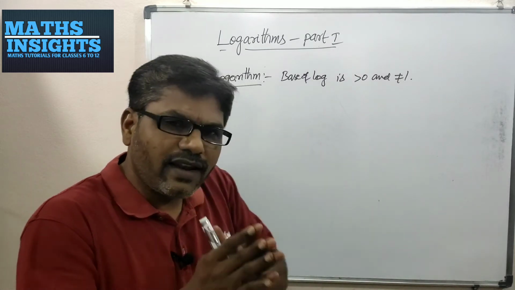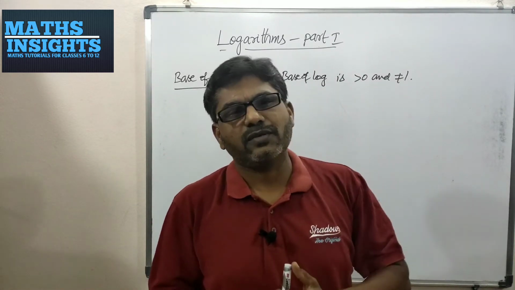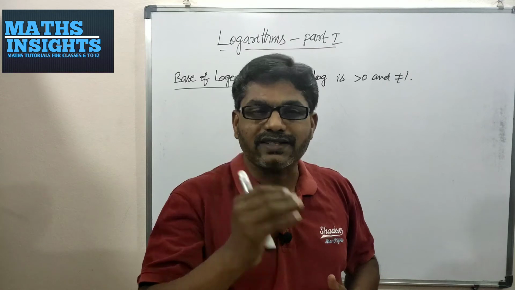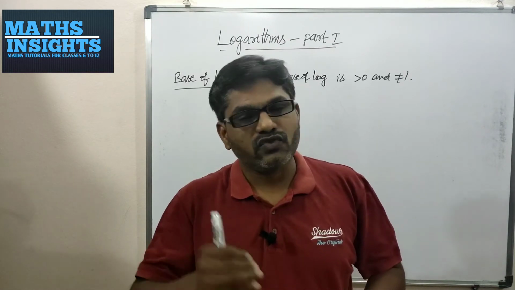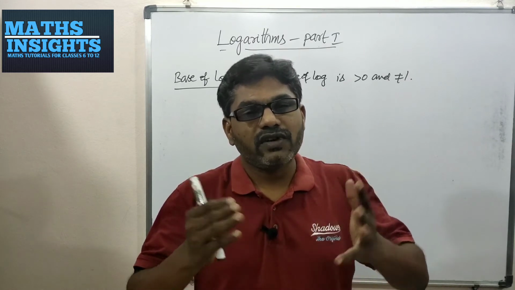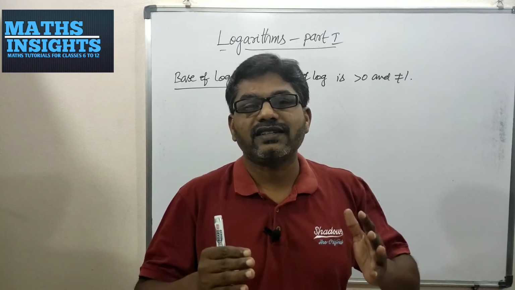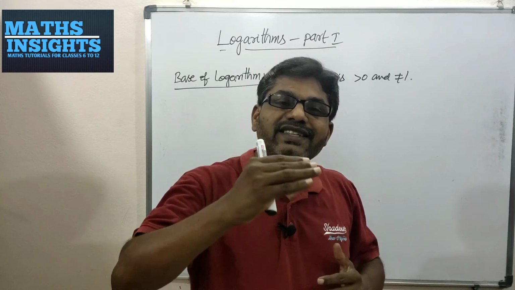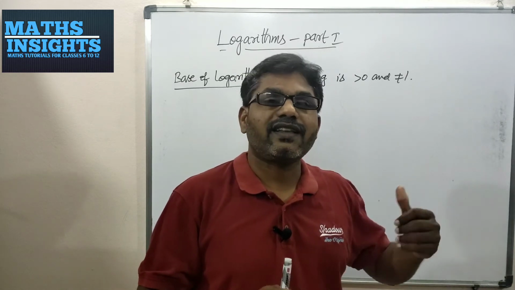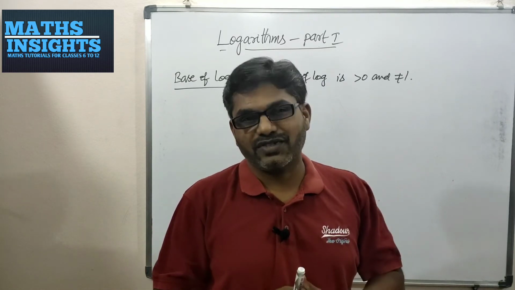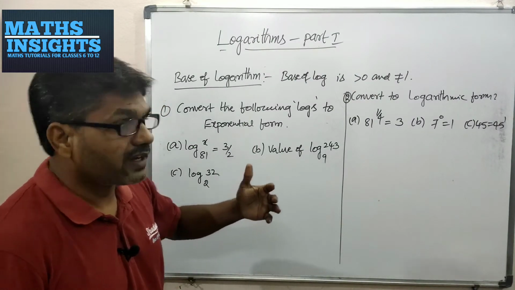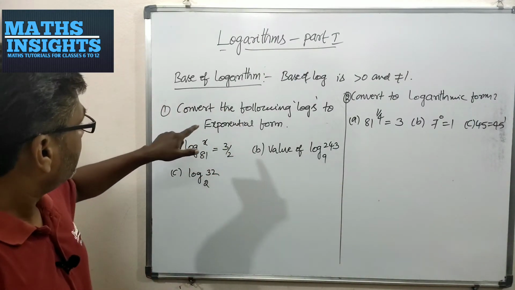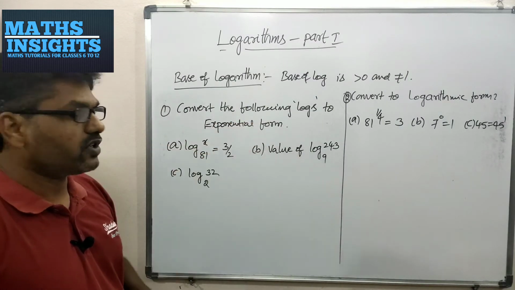So now the logarithm of any positive number to a base greater than 0 and not equal to 1 is the power or index you are raising on the base to get that particular positive number. I have taken some examples to make the concept of logarithms very clear. Convert the following logs to exponential form.